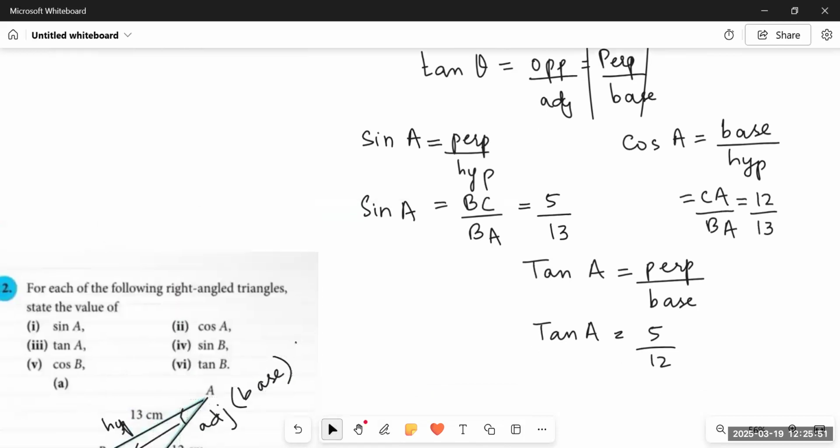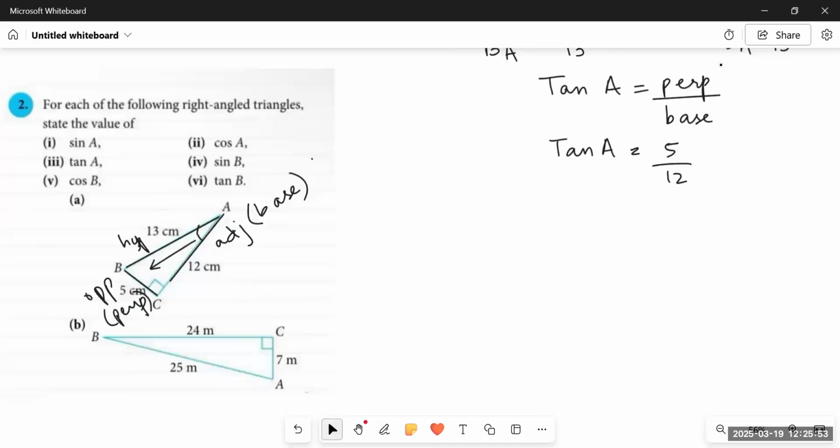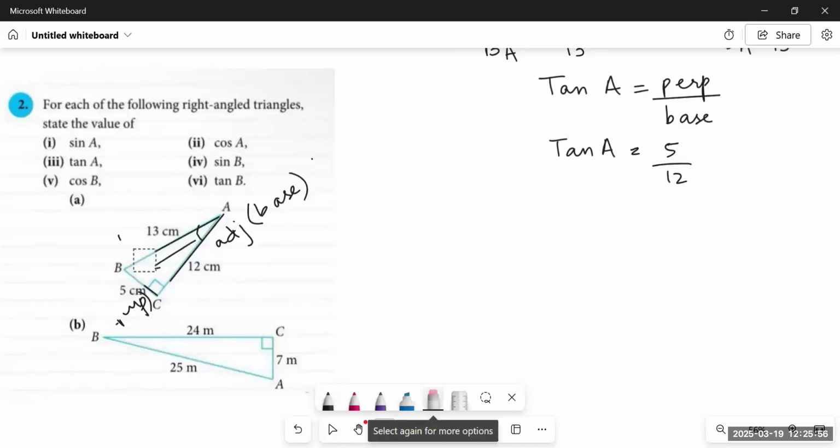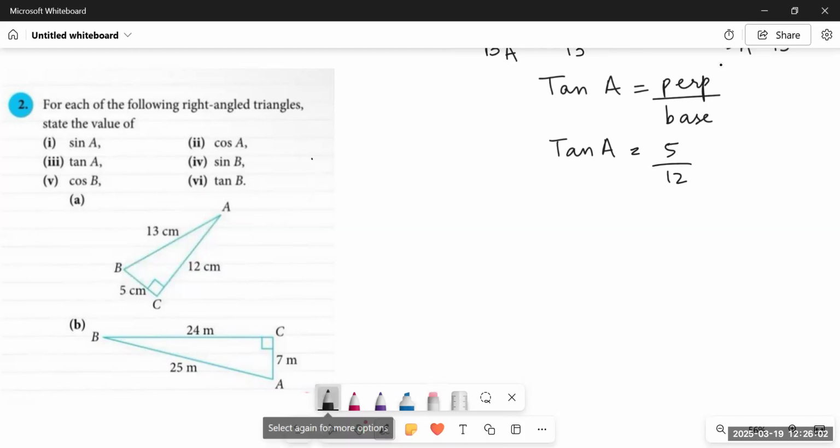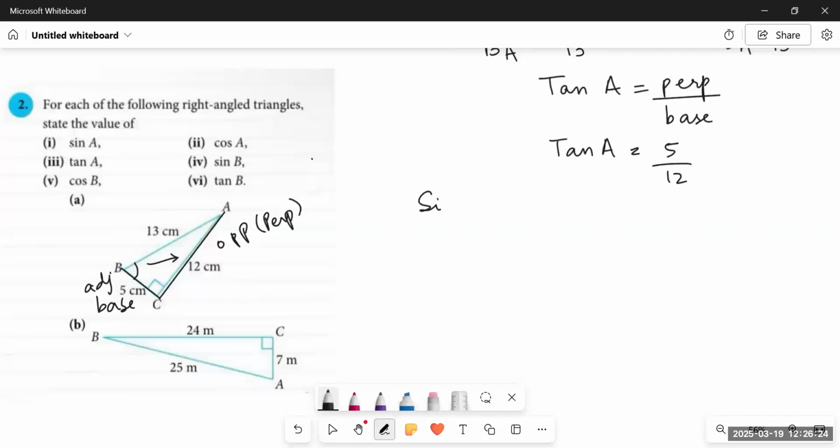Now we have to do the same, choosing angle B. So this time what will happen? The base and the adjacent sides would be changed. This is angle B. So this side would become adjacent and this side would become perpendicular. Adjacent side is the base and opposite side is the perpendicular. So the three formulas would be changed like sine B, cos B, and tan B.